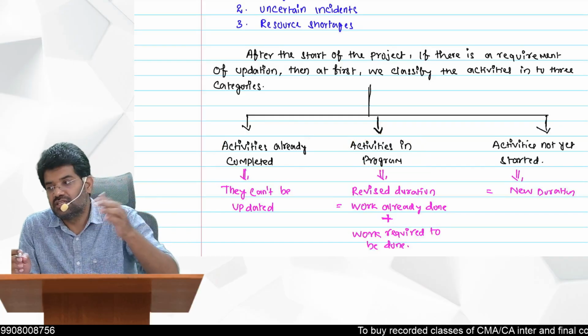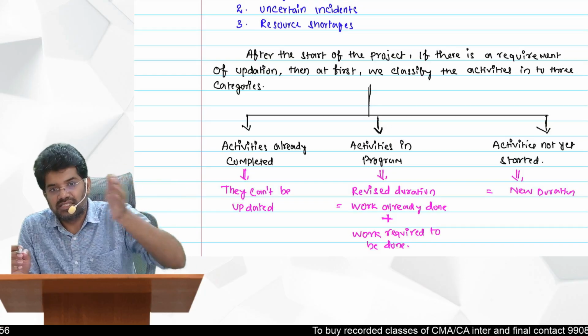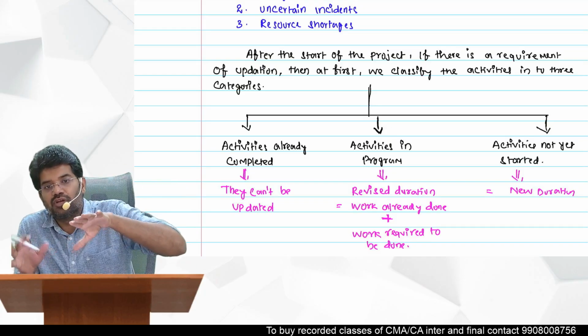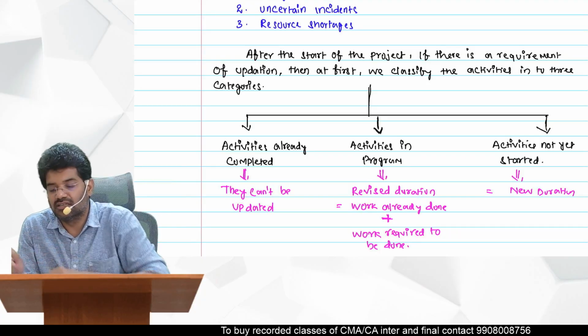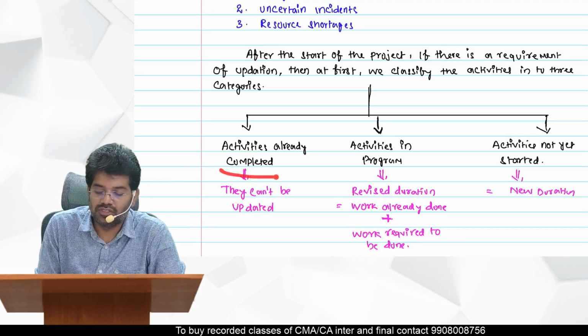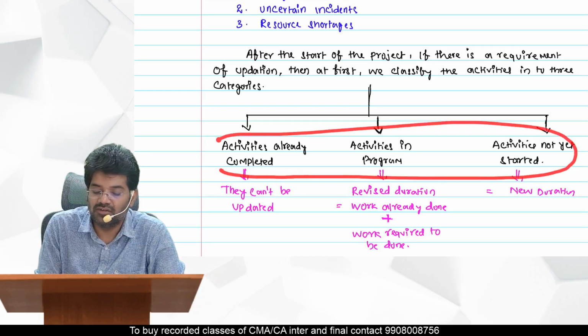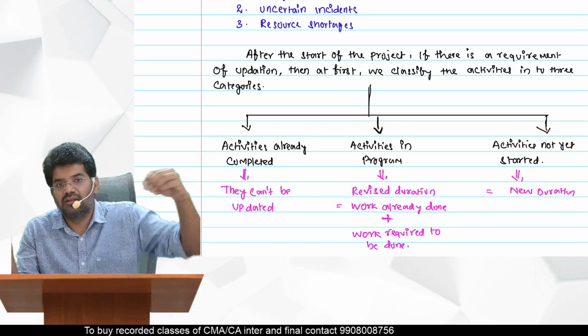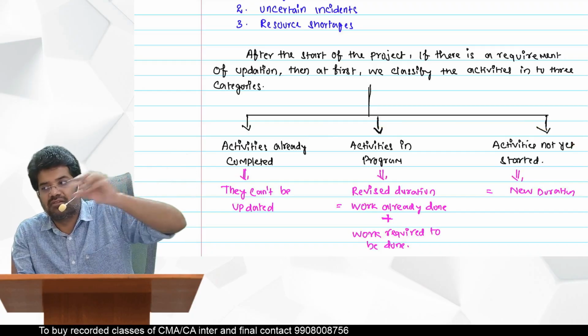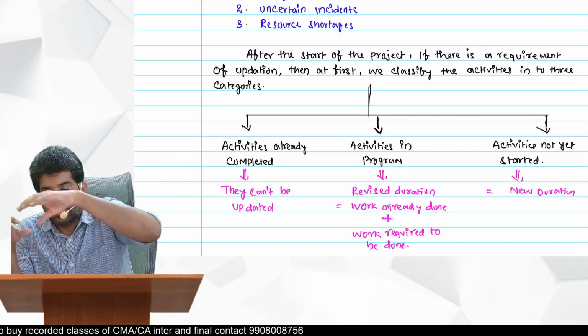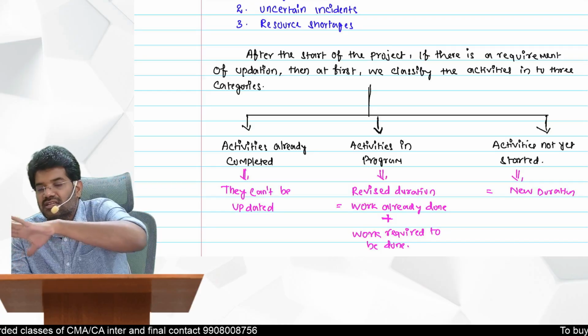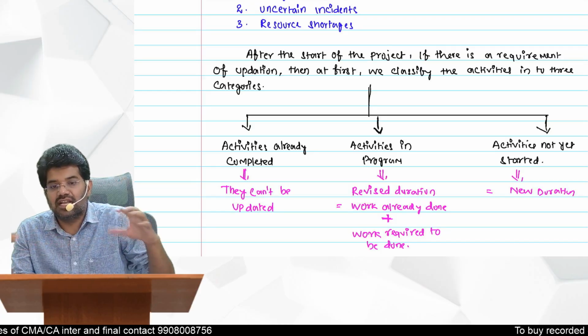Activities in progress, that means started. Completed, started but not yet completed, that is in progress. Another one is not at all started. So you need to classify your activities into these 3 categories: activities which are already completed, activities which are in progress, and activities not yet started. So these are the 3 classifications.